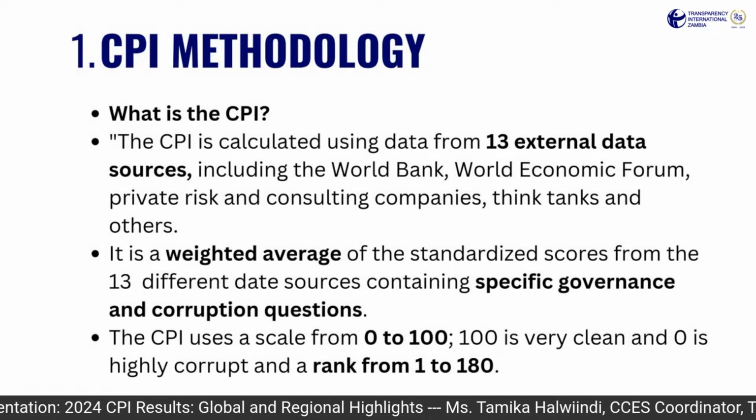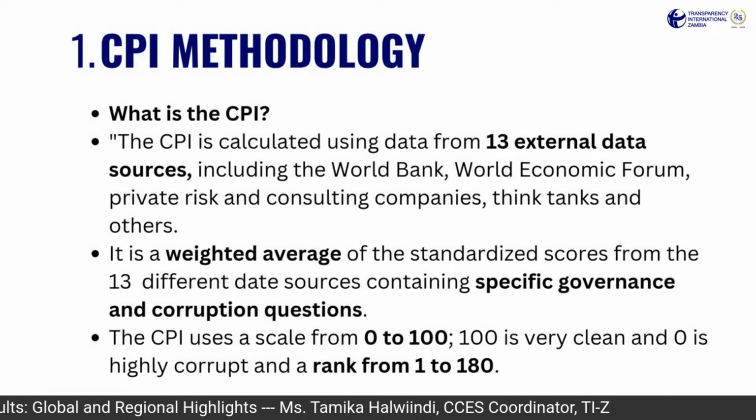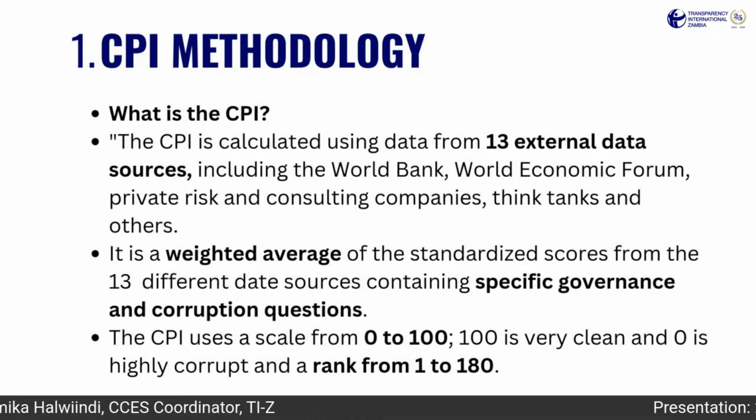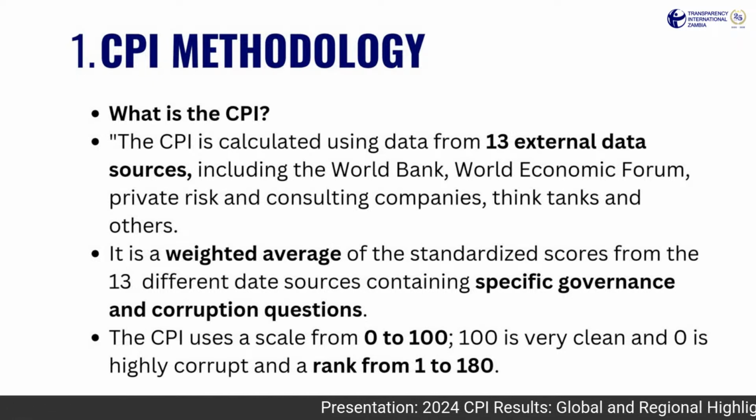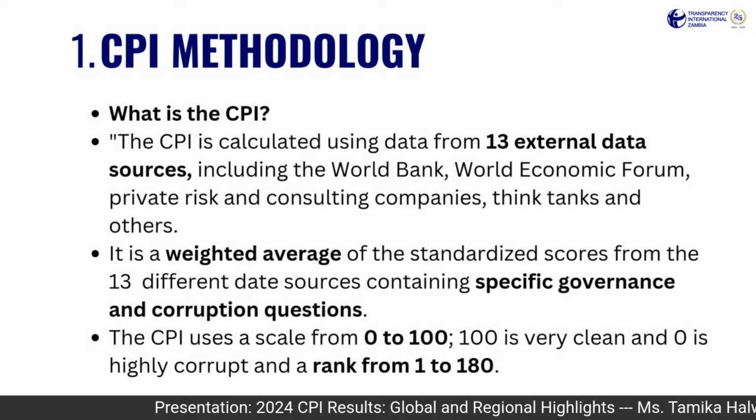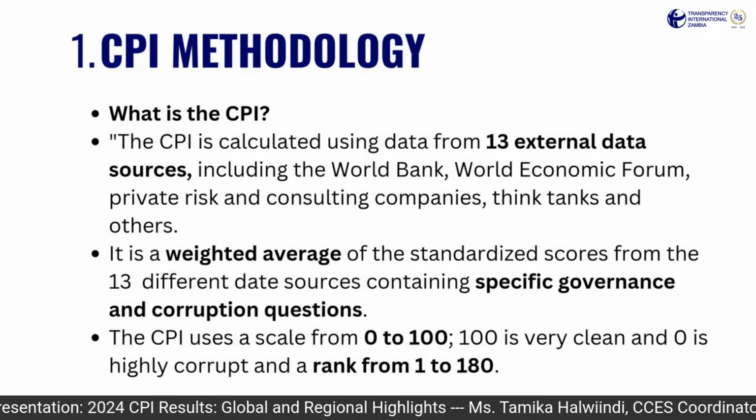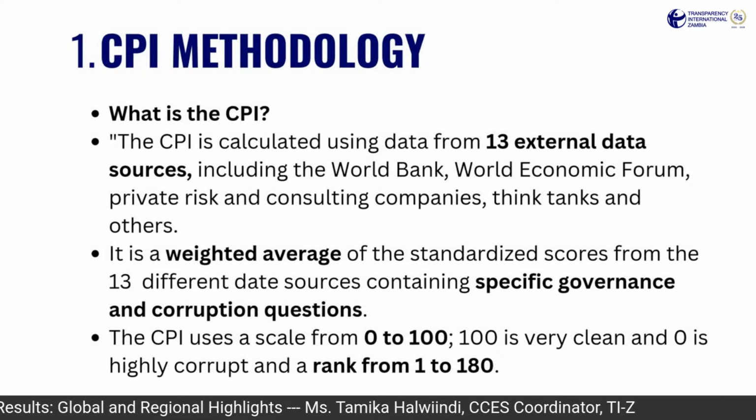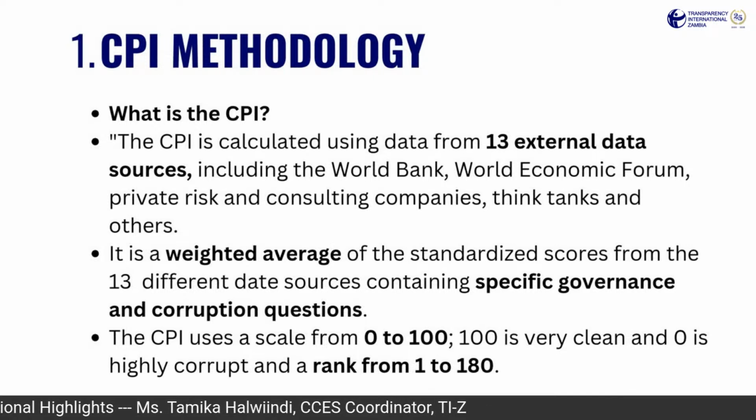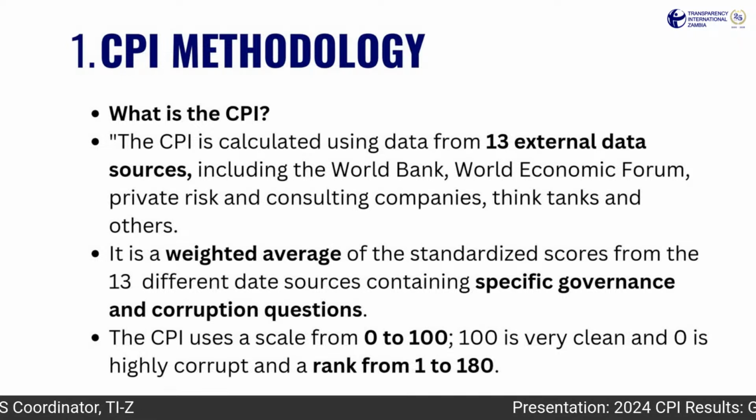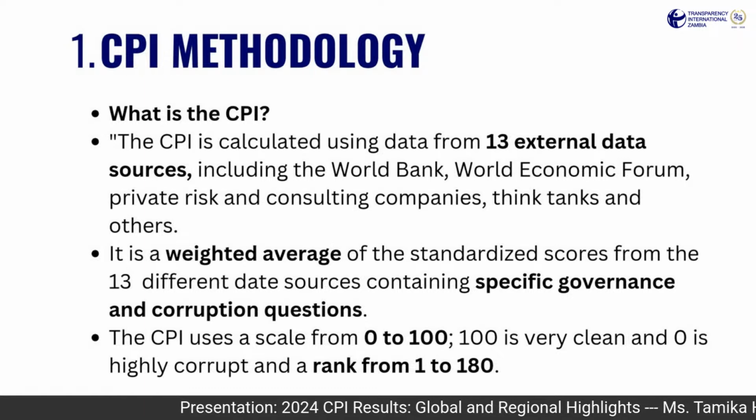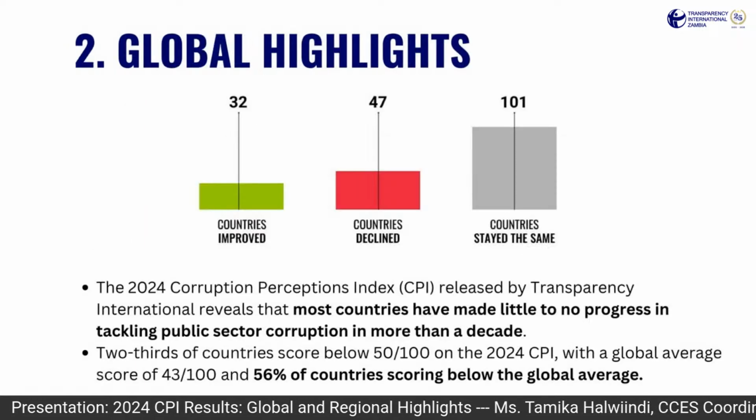The CPI uses a scale of 0 to 100. 100 is the score that everyone wants to get, and we want to be as far away from 0, which represents high perceptions of corruption, so high levels of corruption. And of course, because it assesses 180 countries and territories, the rank is from 1 to 180. So there's a difference between the score and the rank. The rank is relative to a country's performance, and it's basically the position of the country in the particular year on the CPI. Moving on to global highlights.